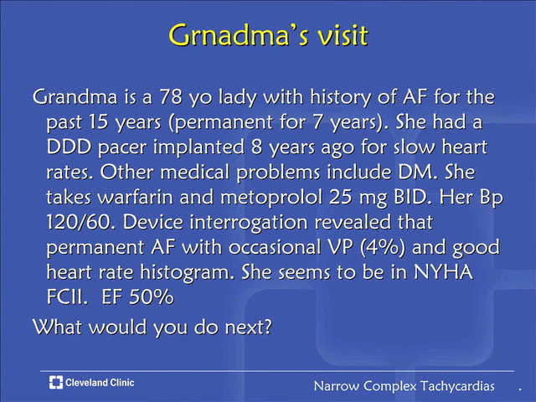Grandma is a 78-year-old lady with history of atrial fibrillation for the past 15 years. She has had a DDD pacemaker implanted for bradycardia 8 years ago for slow heart rates. She has diabetes mellitus. She's been taking warfarin and metoprolol. Her blood pressure is 120 over 60. They checked her device, and they told you everything is okay. She pretty much does everything she wants, and her echo is perfectly fine. What are you going to do next with this lady?